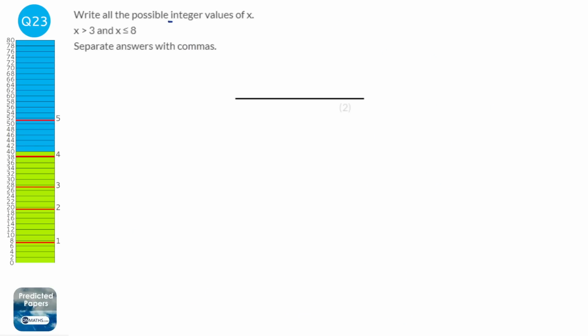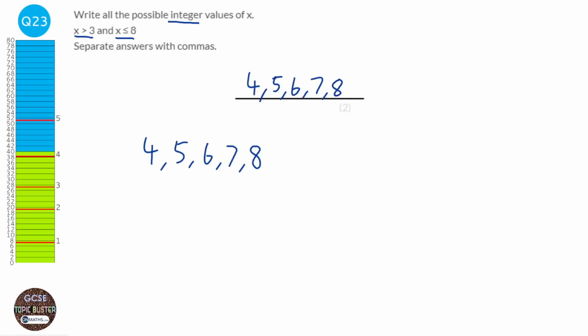Integer just means whole number, so we're looking for all the whole numbers that satisfy these two inequalities. Well, the first inequality says that it has to be greater than 3. So the smallest number that is greater than 3 is 4. The second inequality says it has to be less than or equal to 8. So I'm just going to keep going until I get to a number that is not less than or equal to 8. It can't be 9 because 9 is not less than or equal to 8. So our answer is 4, 5, 6, 7, and 8.